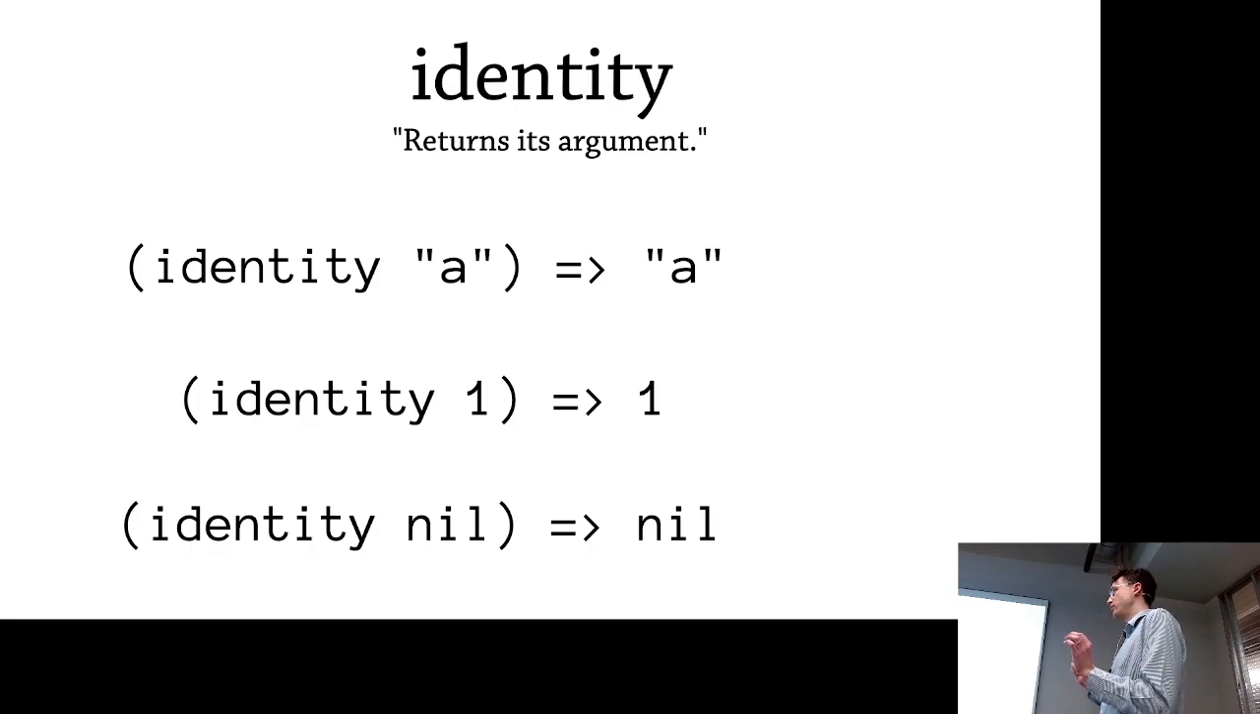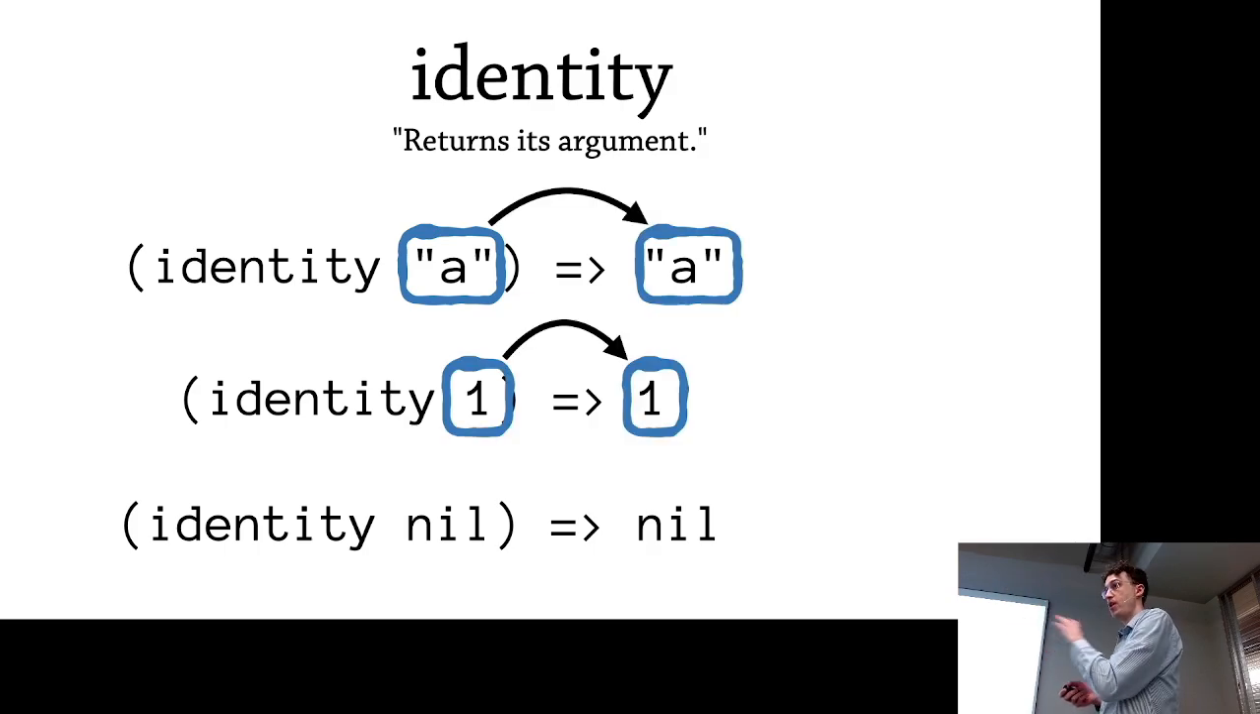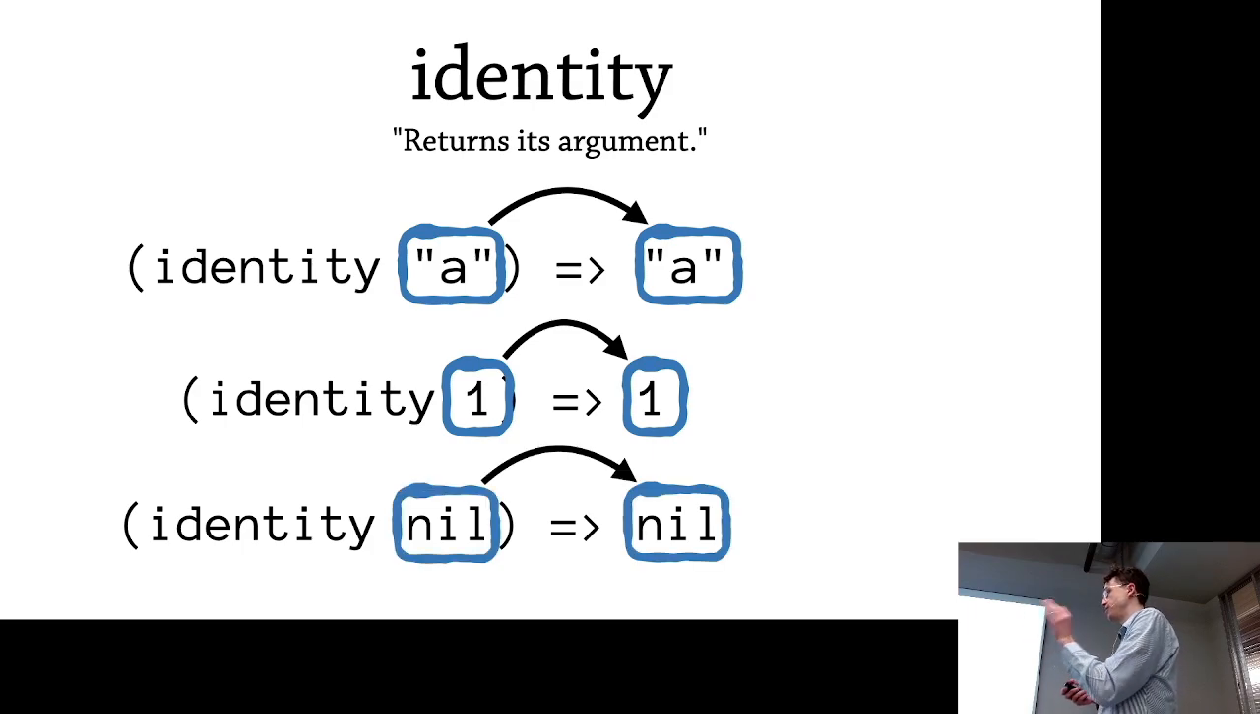But the concept here is the fact that the A here is the A that you get back. The 1 here is the 1 that you get back. And the nil here is the nil that gets back. And just looking at identity itself, it seems kind of obvious, but I'm sure a lot of you can think of some more interesting functions where the data flow is much more complex, and we're going to get to some of those. So yeah, just keep this idea of data flow in mind.